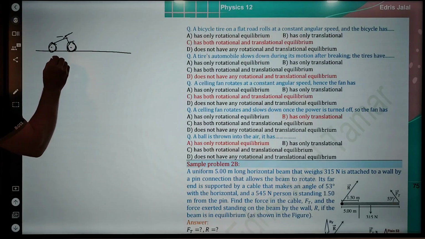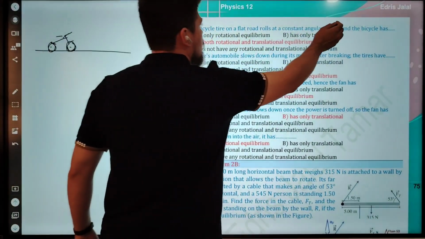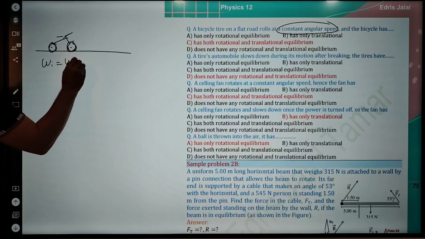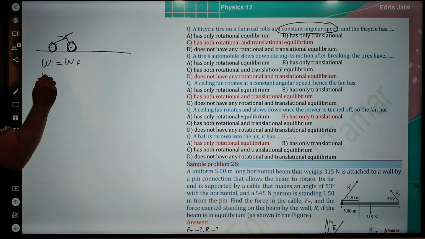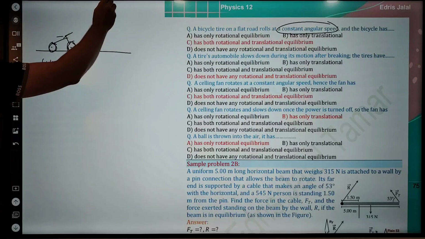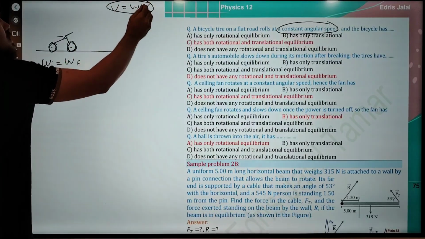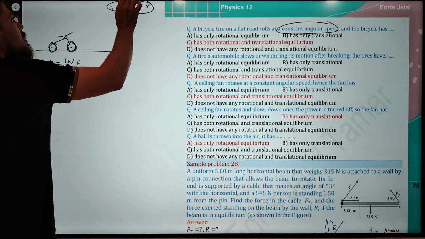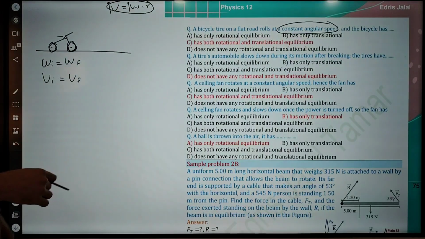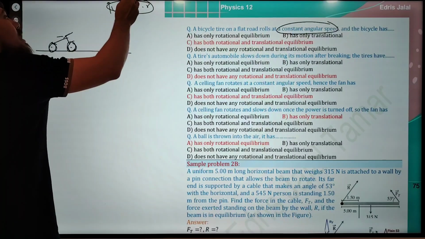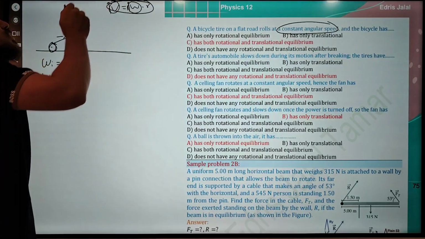motion. So in that case, when the question says constant angular speed, it means that omega initial is equal to omega final. Also, V initial is equal to V final. Why? Because angular speed and velocity are directly proportional to each other. According to this relation, at constant radius, the radius of the bicycle tire is constant. When angular speed increases, what happens to the velocity? The velocity also increases. When angular speed decreases, velocity decreases. When angular speed is constant, velocity also is constant.